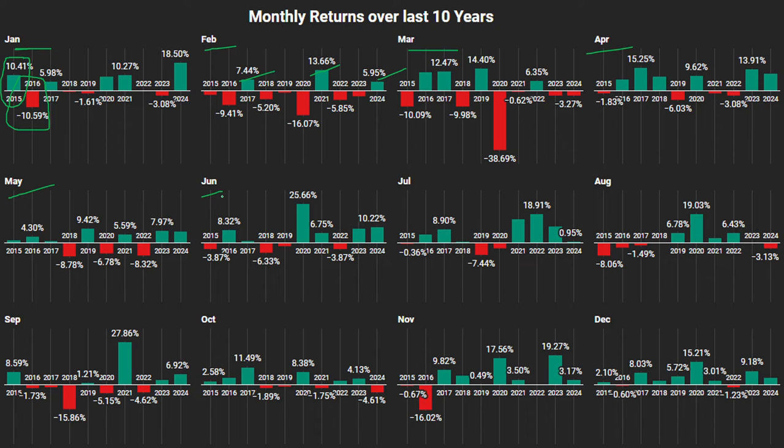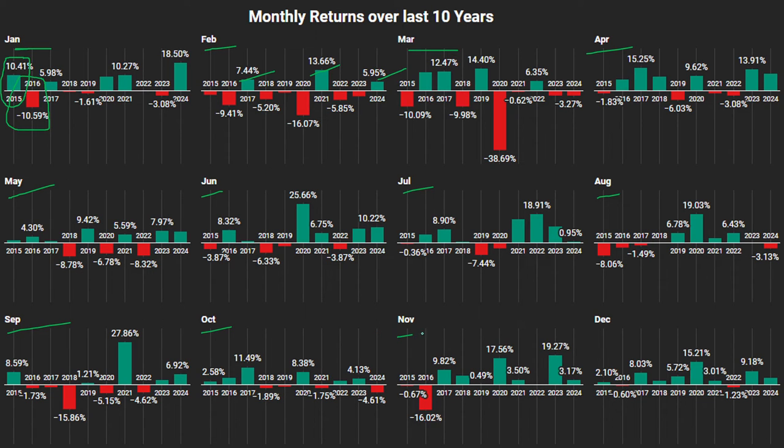June, 6 positive, 4 negative. July, 7 positive and 3 negative. August, only 4 times it gave positive returns. In the rest 6 it gave negative returns. September, 5 times it gave positive returns, 5 times it gave negative returns. October, 6 positive and 4 negative.